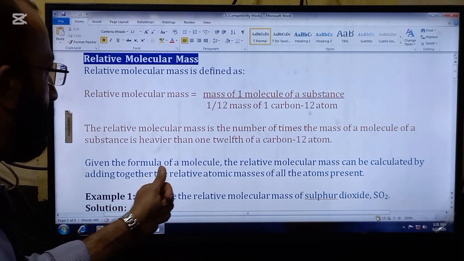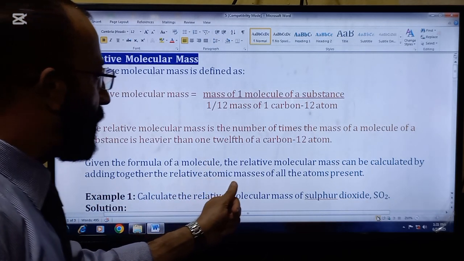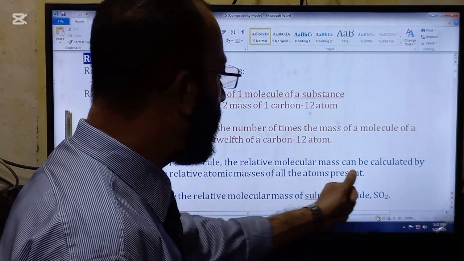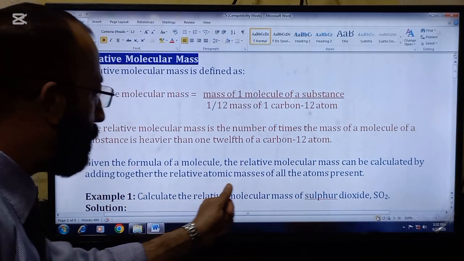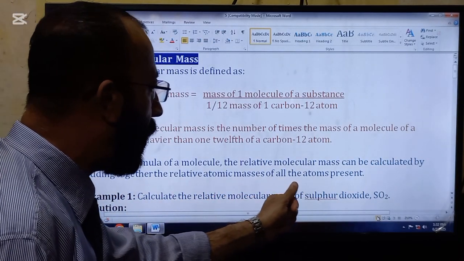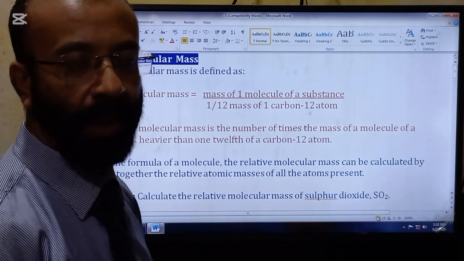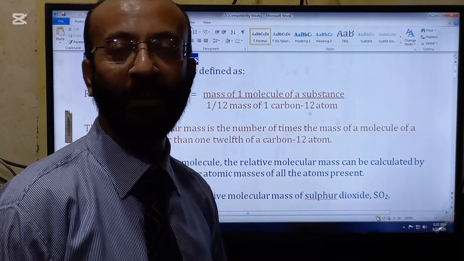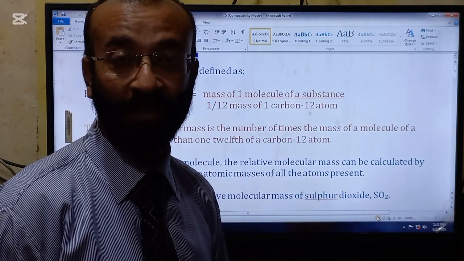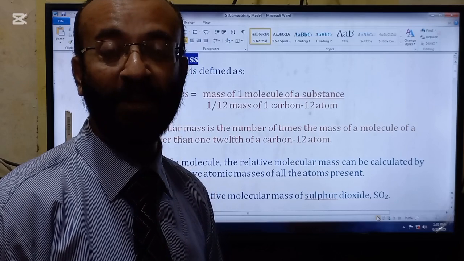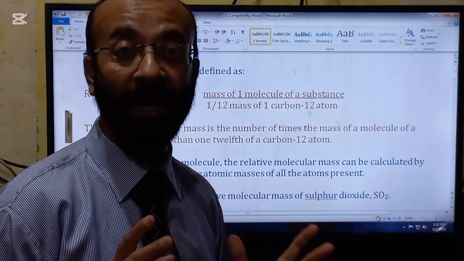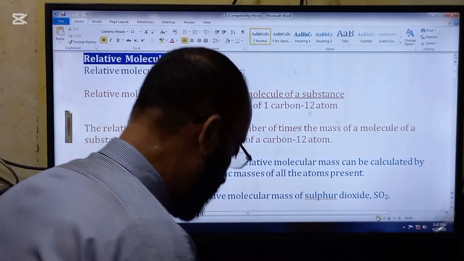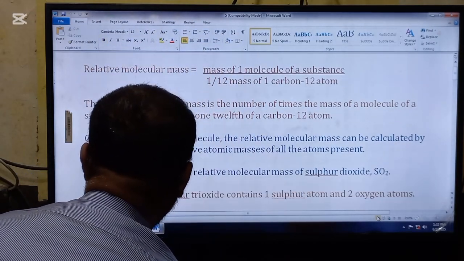Given the formula of the molecule, the relative molecular mass can be calculated by adding together the relative atomic masses of all the atoms present. So this is the time of using a periodic table, and this is the time to learn the relative atomic masses of some very common atoms.